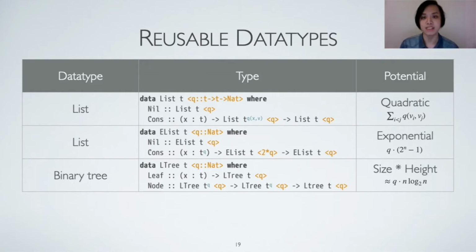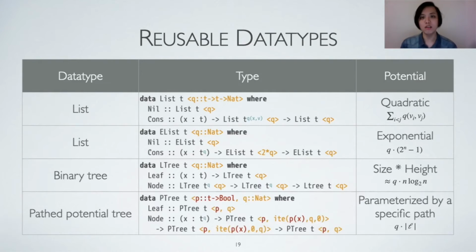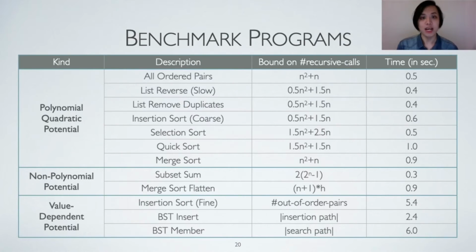binary tree is balanced. The fourth one also defines binary trees, but it assigns potential to a specific root-to-leaf path on the tree. This is achieved by parameterizing the type with a logical predicate as a guide to a specific leaf. With these data types, we are able to express and verify the time complexity of 12 challenging benchmark programs.